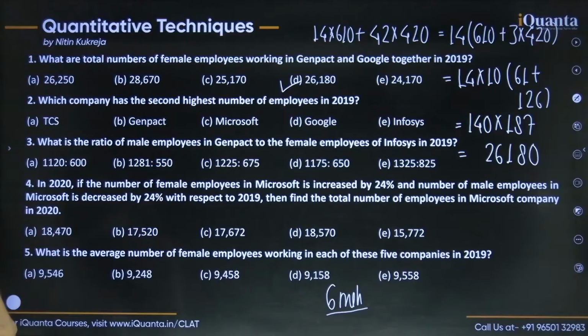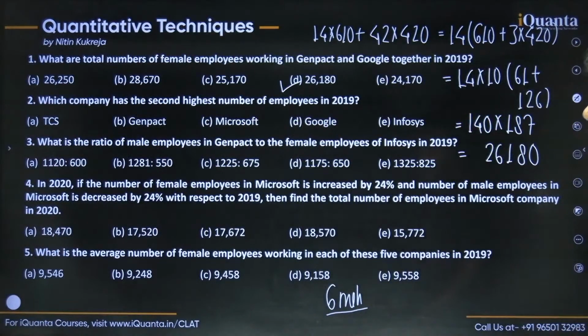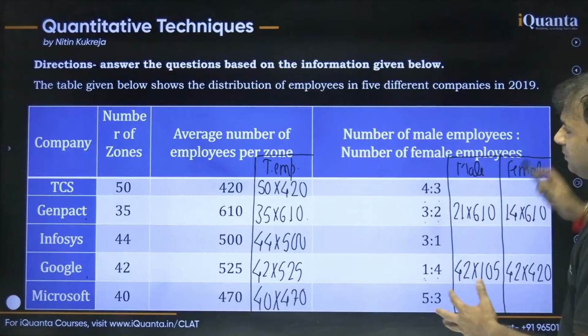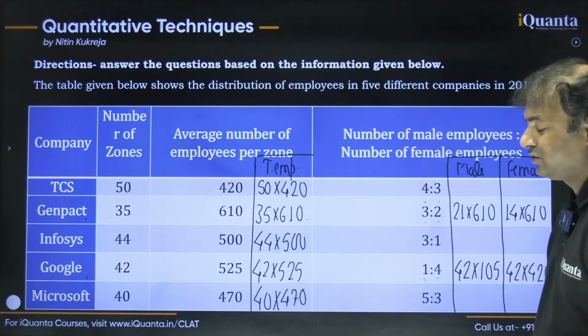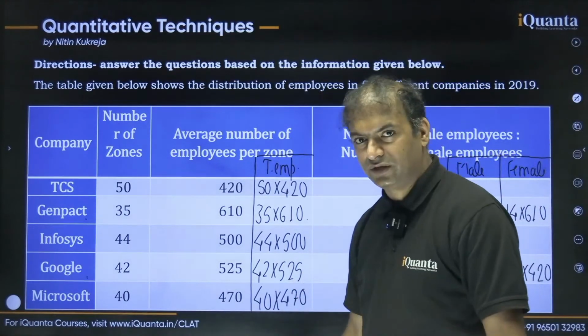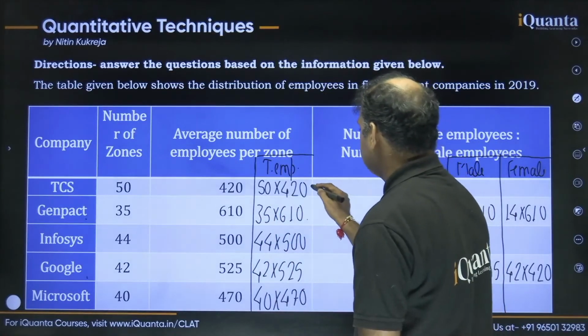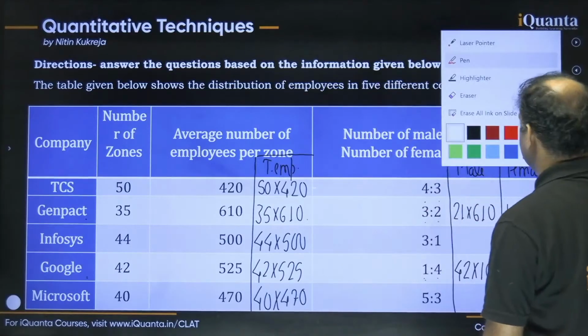So let's start solving from question number 2, right, guys? Okay, so let's see what question number 2 says. It says, which company has the second highest number of employees in 2019? Okay, so we have to compare the total employees, right? And how do we compare the total employees? For that, we actually need to find the total employees. There is no other way, right? So yes, guys, we need to multiply all of these numbers. It's okay. Let's start doing this one by one.